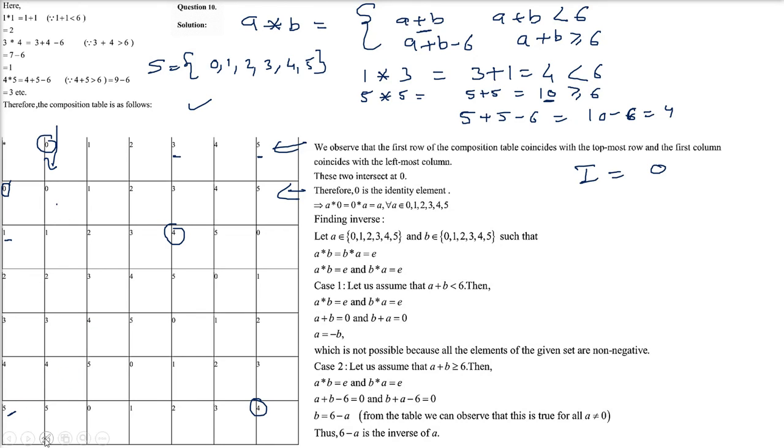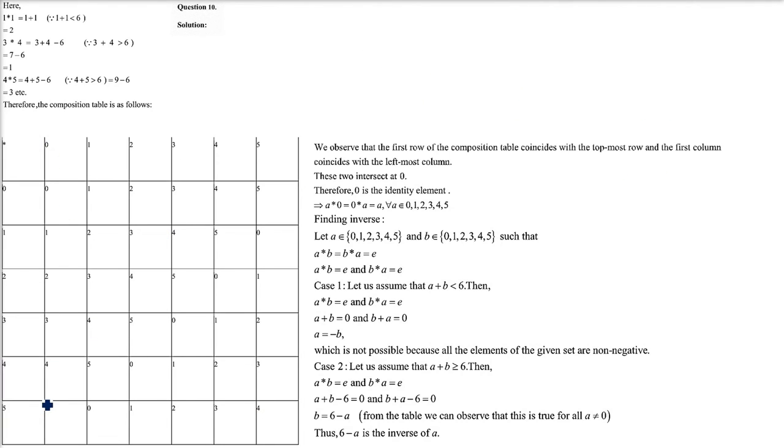For the inverse, we will take two cases. The identity element, I just told you, is 0. So in order to find the inverse, we will take two cases. One will be a plus b less than 6, and one will be a plus b greater than or equal to 6. See, a star b equals 0, because 0 is the identity element. So we have to find b.